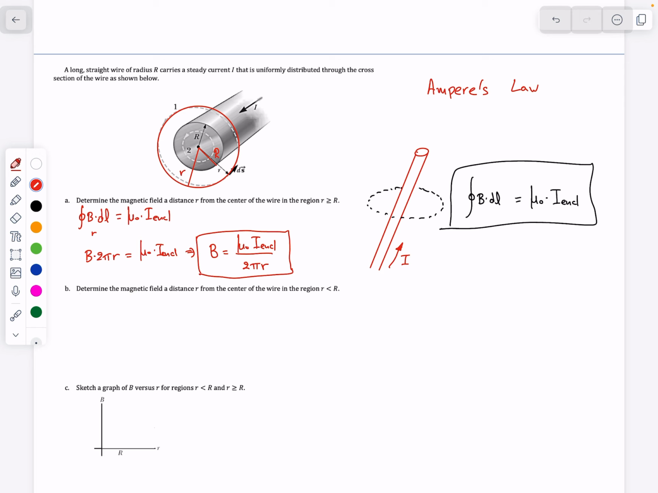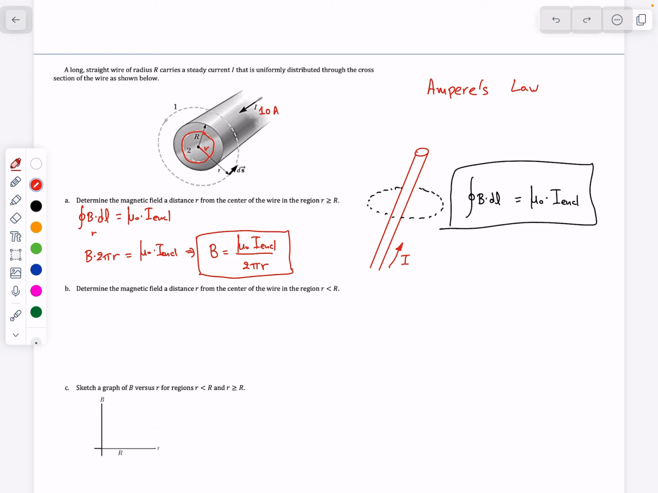Now, the slightly challenging part comes when we need to find the magnetic field inside the conductor, inside the wire. If we select a distance small r away from the center of the wire, then the current that flows there is not the same as the current of the whole wire. For example, if the total current in the wire is 10 amperes, then the current that flows inside this cross-section is for sure less than 10 amperes. It's going to be a fraction of this 10 amperes.